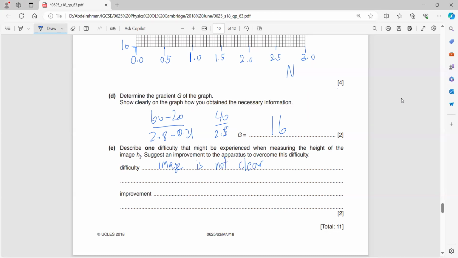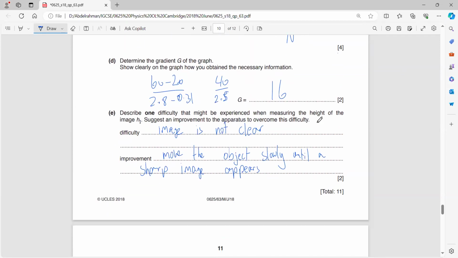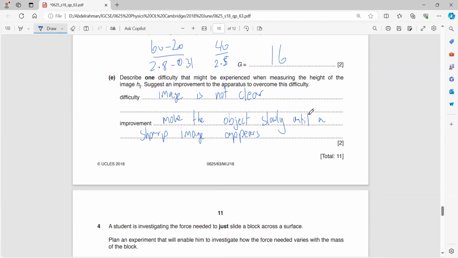How do we improve this difficulty? We move the object slowly until a sharp image appears. You can move the object, you can move the screen, you can move the lens a little. Last question.